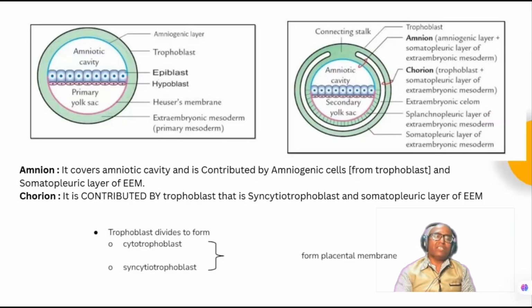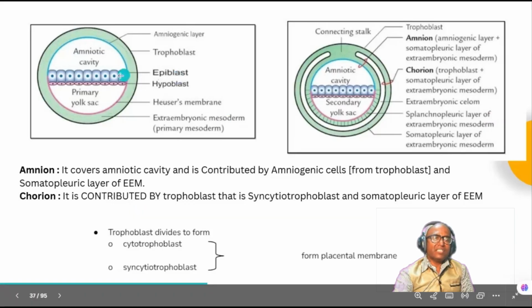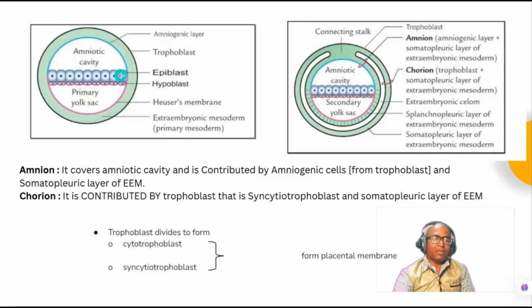So the same thing we have discussed, we'll learn in a diagrammatic way. We have seen that these are the upper tall columnar layer, the epiblast, and these are the flat cells, the hypoblast. This we have seen in the bilaminar germ disc. Then we have the amniotic cavity here, and then you have the primary yolk sac here. This is the amnion, and this is the Heuser's membrane. From the hypoblast, a layer forms, which is the Heuser's membrane, and after that a layer, the extraembryonic mesoderm, gets formed.